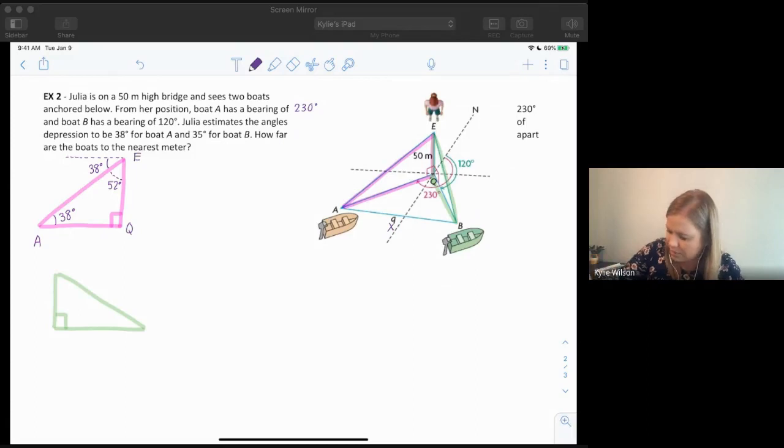So that would be triangle E, B, Q. And similarly, we know that this boat has an angle of depression of 35 degrees. So when she's looking straight out and looking down, she's looking down at an angle of 35 degrees. So what that means is that we have two ways to find our angle E.